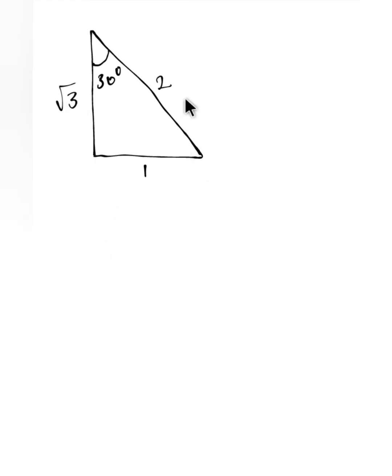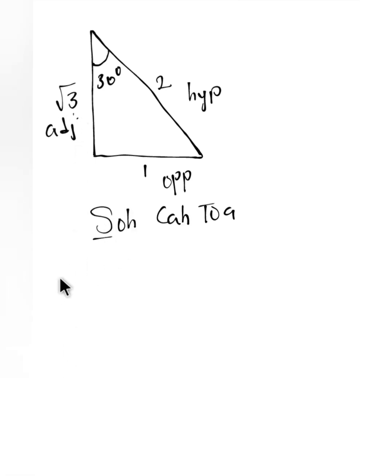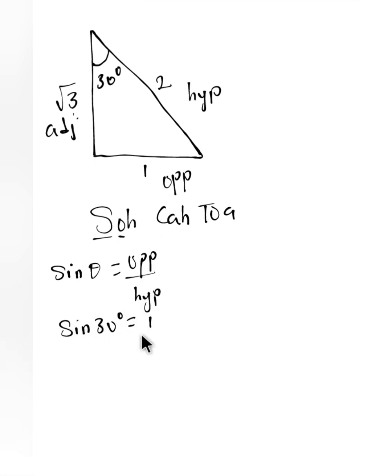So this is the hypotenuse. This part is opposite because it's opposite to the angle 30, and this is adjacent. Remember the SOH CAH TOA. For sine, sine theta is equal to O, opposite, over H, hypotenuse. Sine 30 degrees is equal to opposite, which is 1, over hypotenuse, which is 2. So sin 30 is equal to 1 over 2.